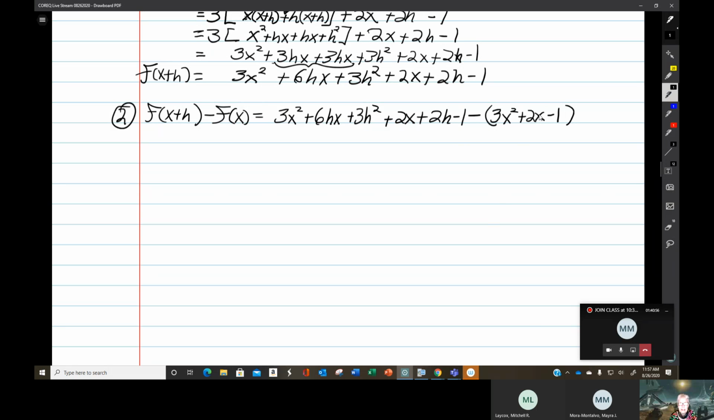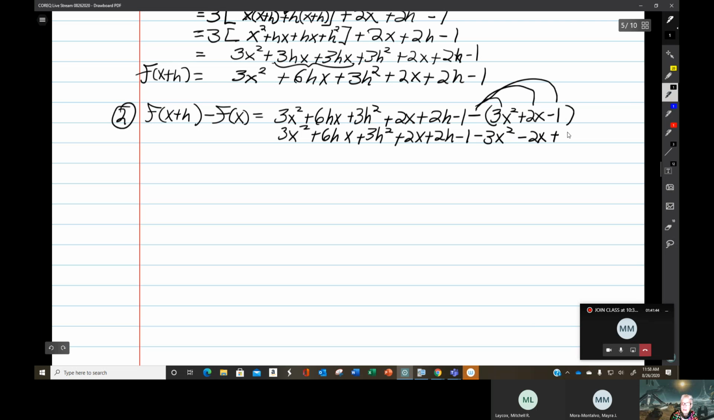Now I can add the like terms together, and there will be some because of those parentheses. The only way out of parentheses is to distribute the sign in front. So here and here and here. That's going to give me 3x squared plus 6hx plus 3h squared plus 2x plus 2h minus 1 minus 3x squared minus 2x plus 1. Because I'm distributing this negative sign, and negative times negative gives me a plus.